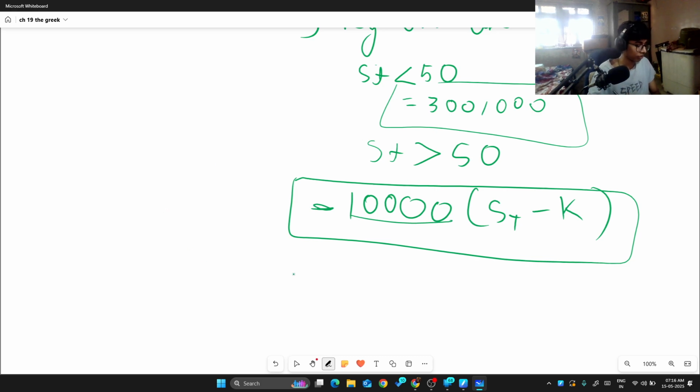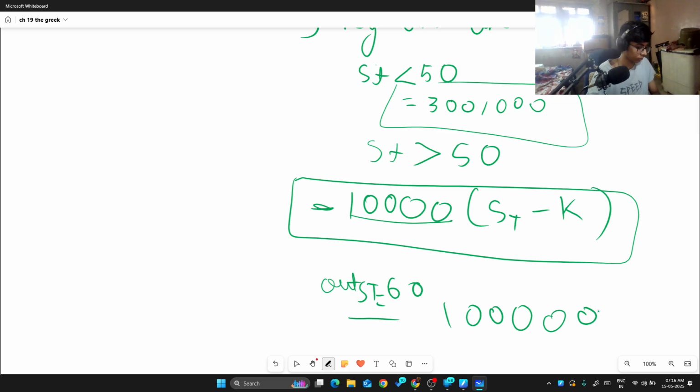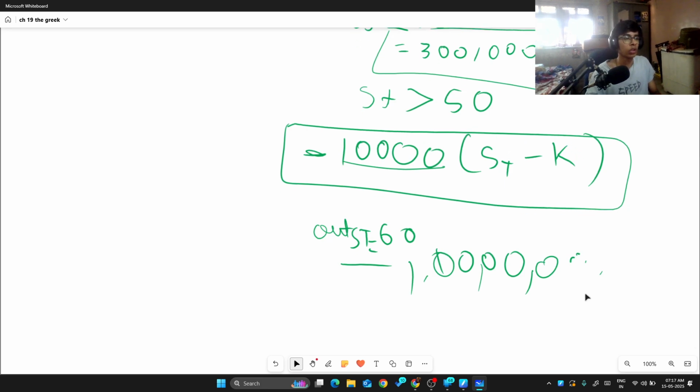For example, if ST equals 60, then our total loss is about 10 million, and it is way more than the $300,000 we earned.